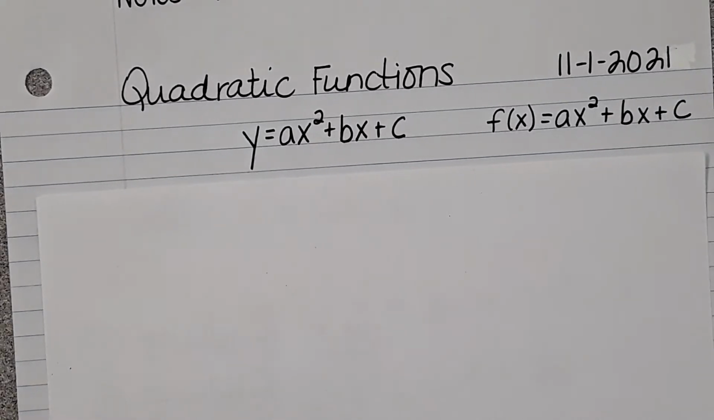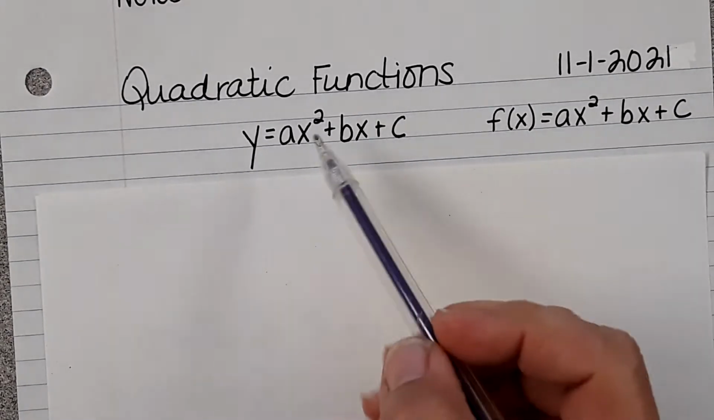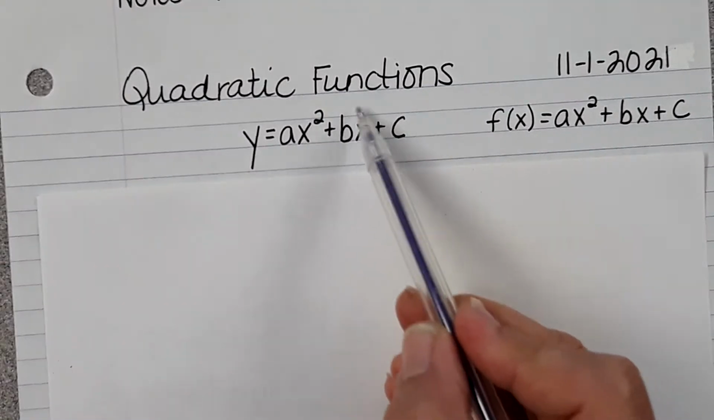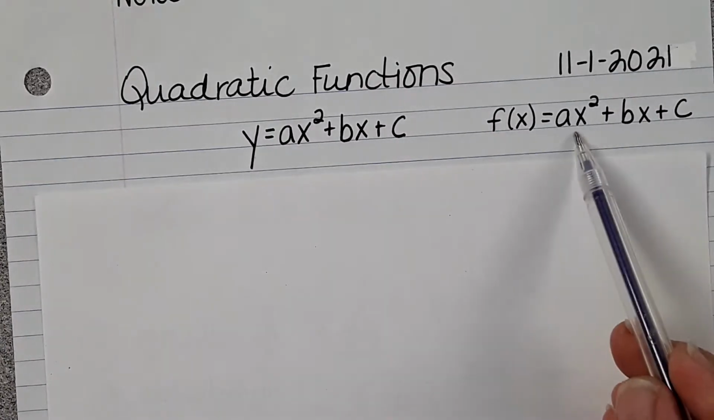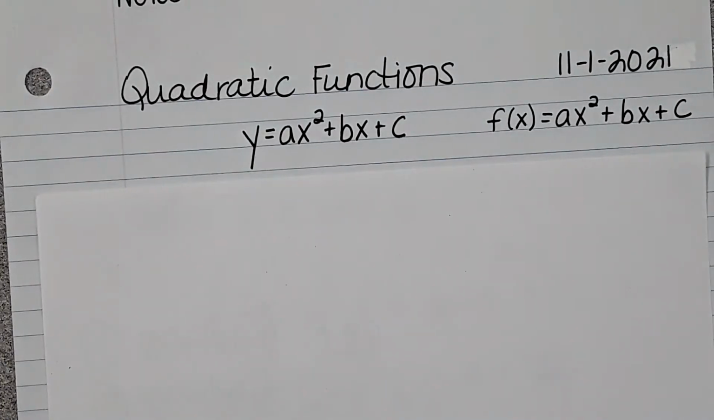Okay. So these are called quadratic functions. The reason they're called quadratic functions is because they have a squared term. So ax squared is what we call the quadratic term, bx is what we call the linear term, and c is the constant. And it doesn't matter if it has a y or an f of x. They're called quadratic functions. And their graph is going to be a parabola.